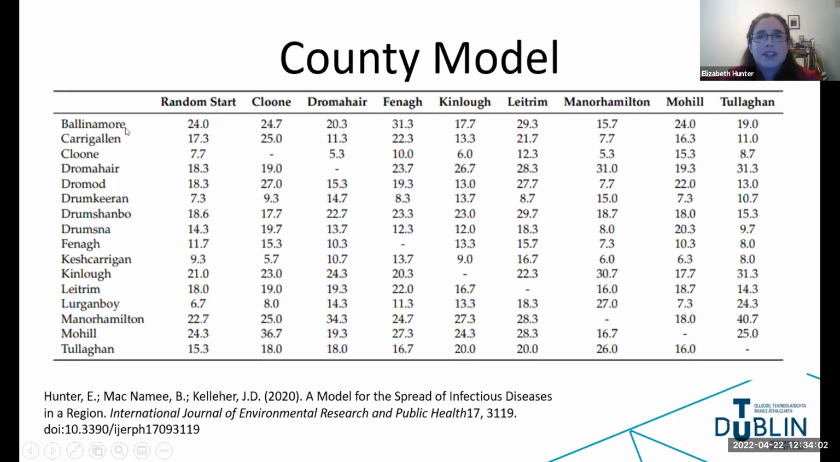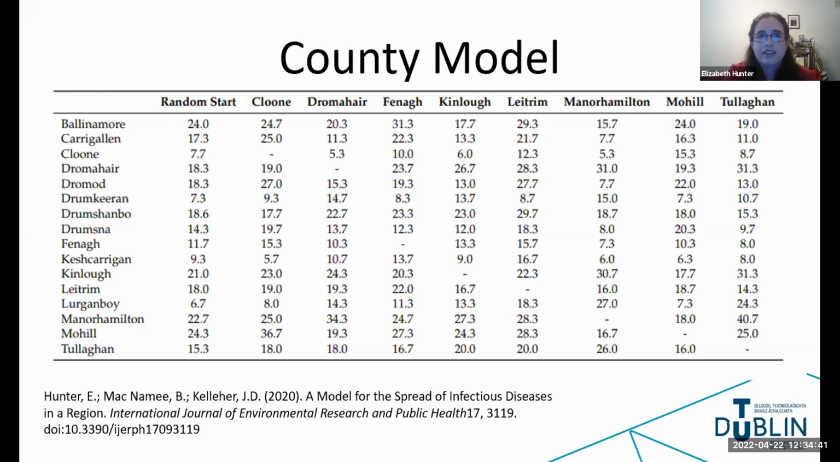When we looked at this table, again, a lot of numbers here, we see some interesting things. One is that our numbers vary. If we look at just Ballinamore, if an outbreak starts in Manor Hamilton, 15.7% of runs lead to an outbreak in Ballinamore. But if an outbreak starts in Leitrim town, then 29.3% of runs lead to an outbreak in Ballinamore. So we see some variation. It's not that an outbreak will always spread to Ballinamore or spread at the same rate, but it depends on where the outbreak starts. It depends on the connections that these towns have, whether the outbreak will make it to them.